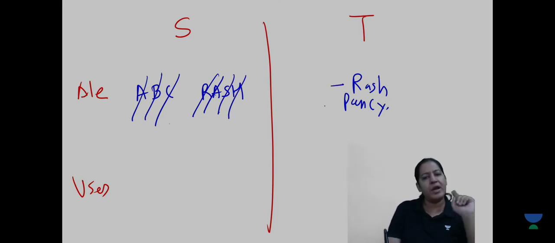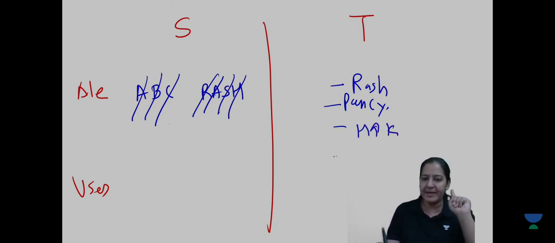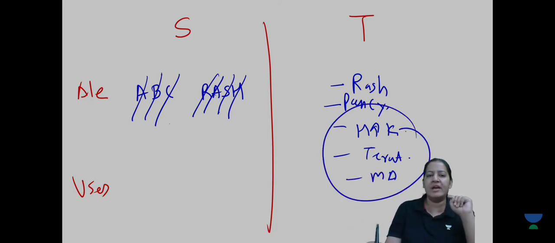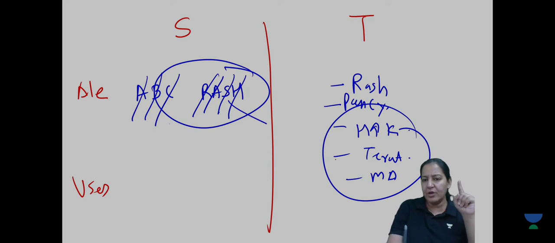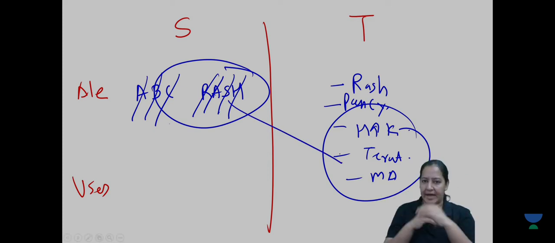Here rash, allergy, pancytopenia are present. Here the main one is hyperkalemia. Number 1, hyperkalemia, and teratogenic and megaloblastic anemia. These three things are unique, and here these all are unique. So the unique ones, and two are common in both of them. You can learn like that.